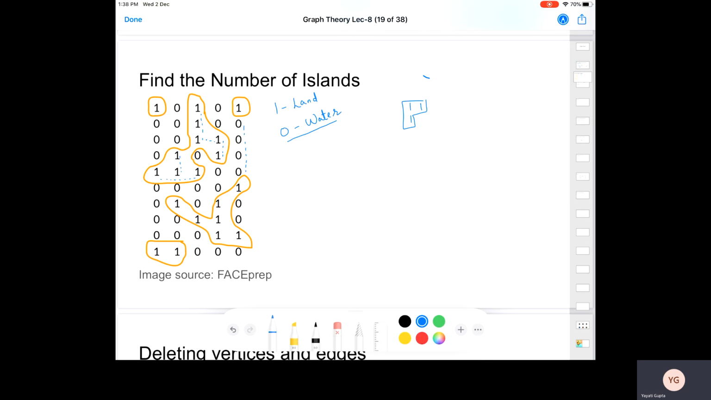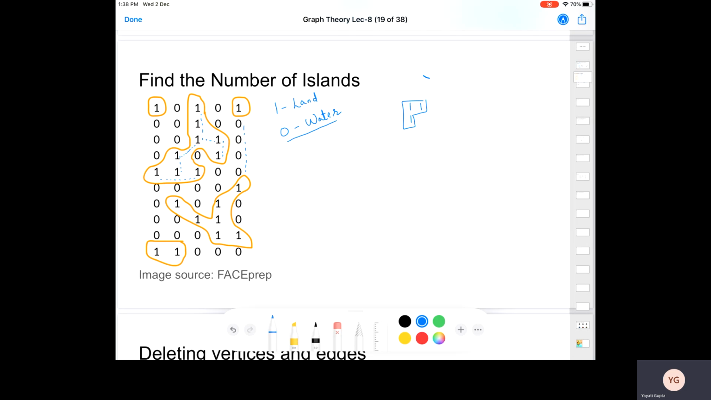You can also consider the diagonals here. If you see here, these two ones are diagonals and they are also counted in the same island. So any ones which are horizontal, vertical or diagonally opposite to each other are counted in the same island.